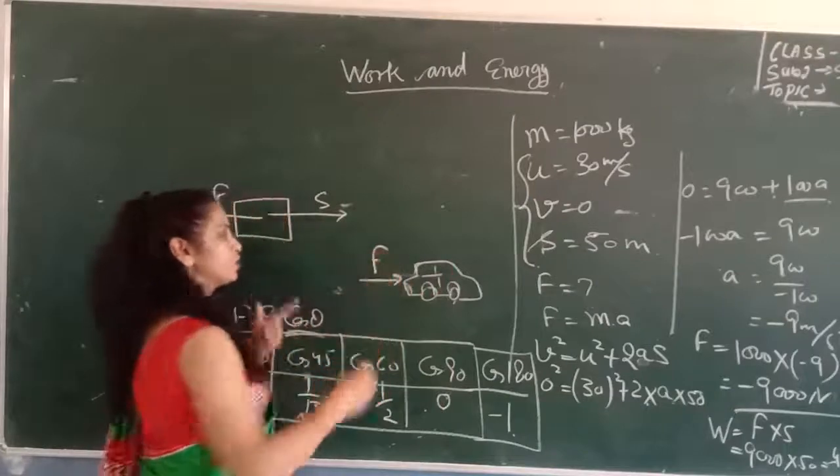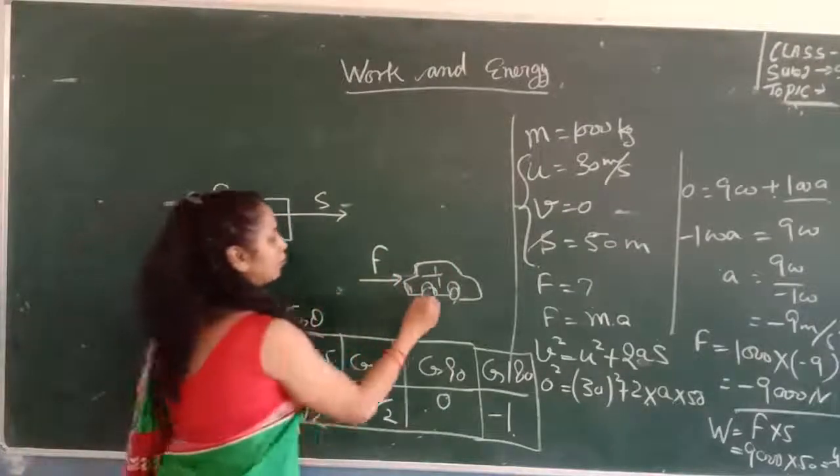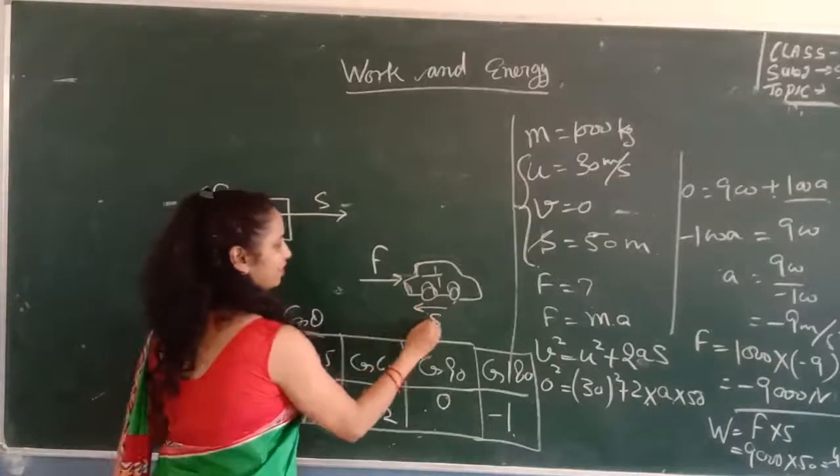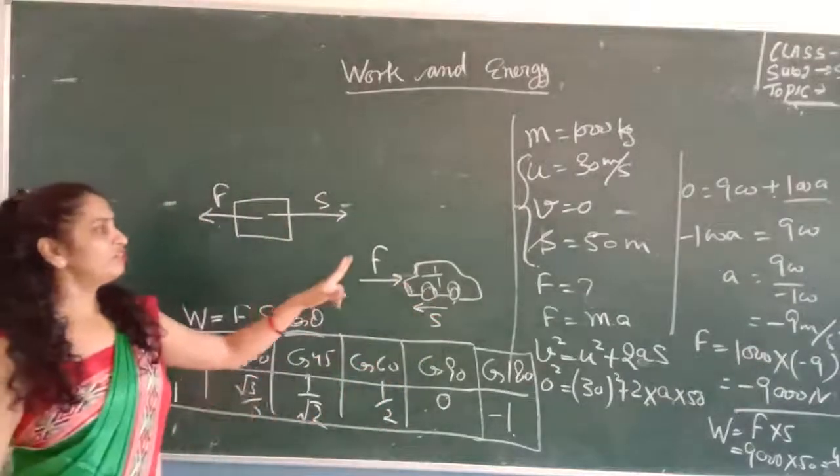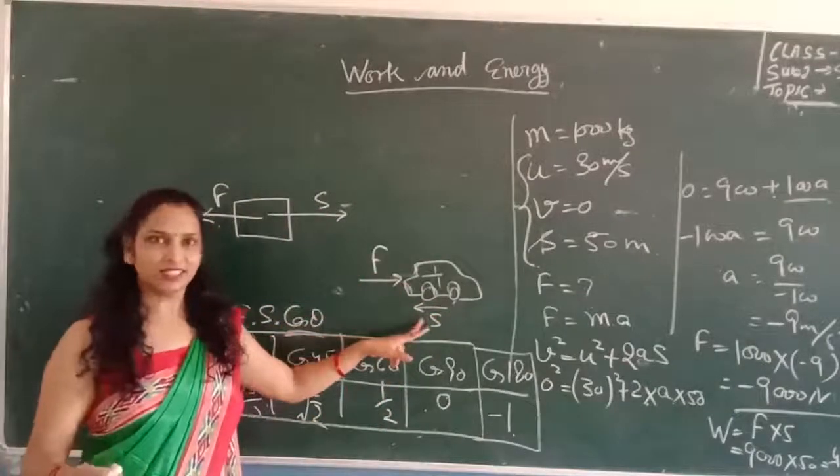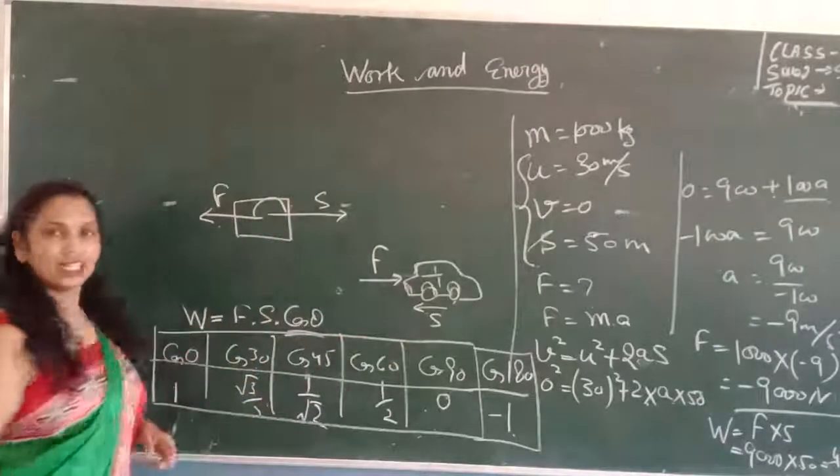So this is a car and it's moving with some velocity. And now you exert the force in the opposite direction. Now you are exerting the force in this direction and the car is moving in this direction. So here the angle between the force and the displacement is 180. This is the angle 180 degree.